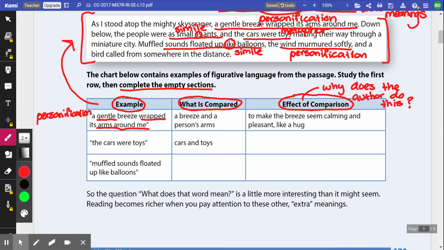Okay, so what is being compared? So the breeze is being compared to a person's arms, right? So it says the gentle breeze wrapped its arms around me. That almost makes it feel like you are being embraced in a hug, right? So we know the breeze is being compared to the person's arms.